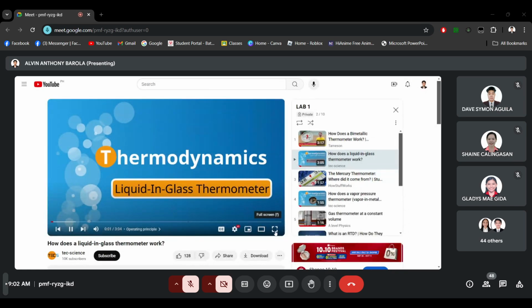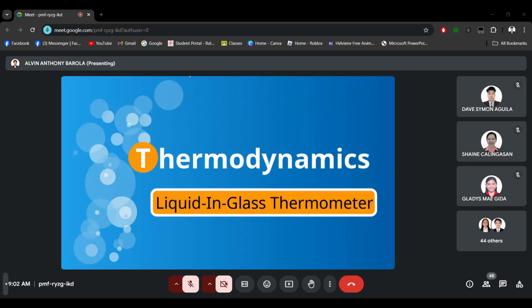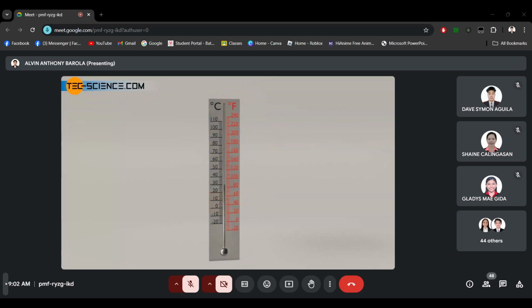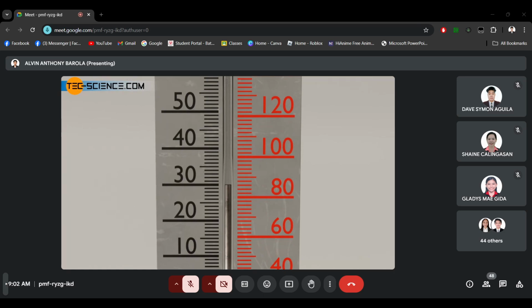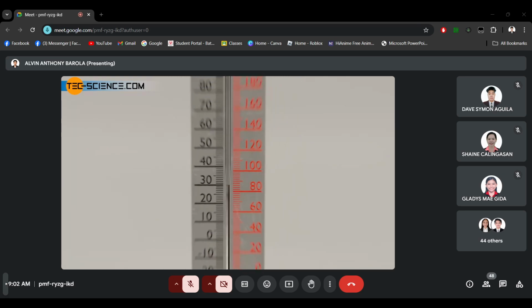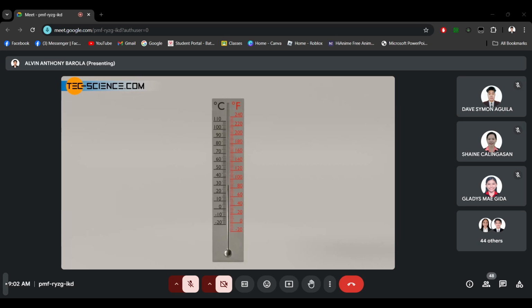We will deal with the design and operation of a liquid in-glass thermometer. So let's get started. Liquid in-glass thermometers are based on the principle of thermal expansion of substances when they are heated. A liquid in a glass tube, also called a capillary tube, expands when heated and contracts when cooled. A calibrated scale can then be used to read off the respective temperature that led to the corresponding thermal expansion.